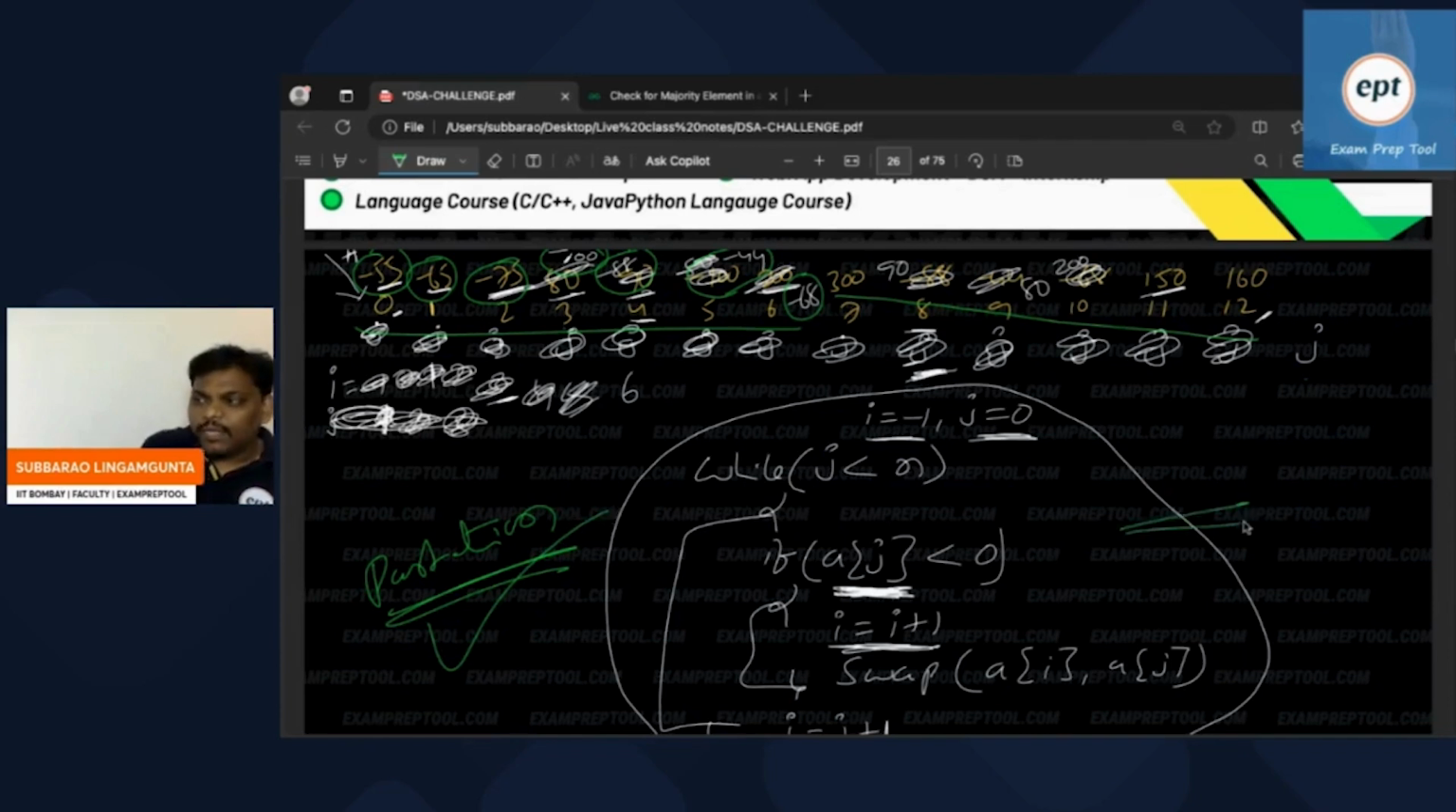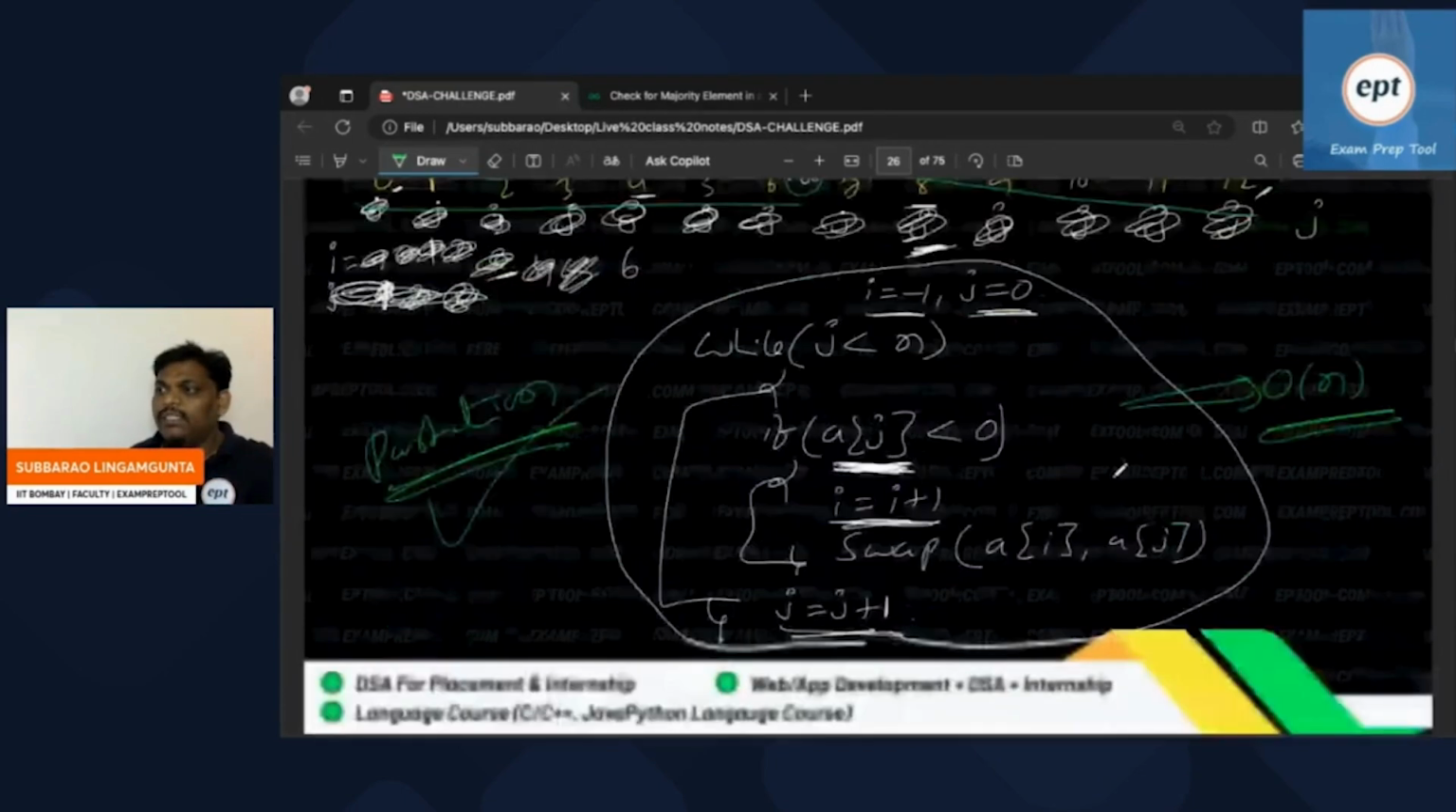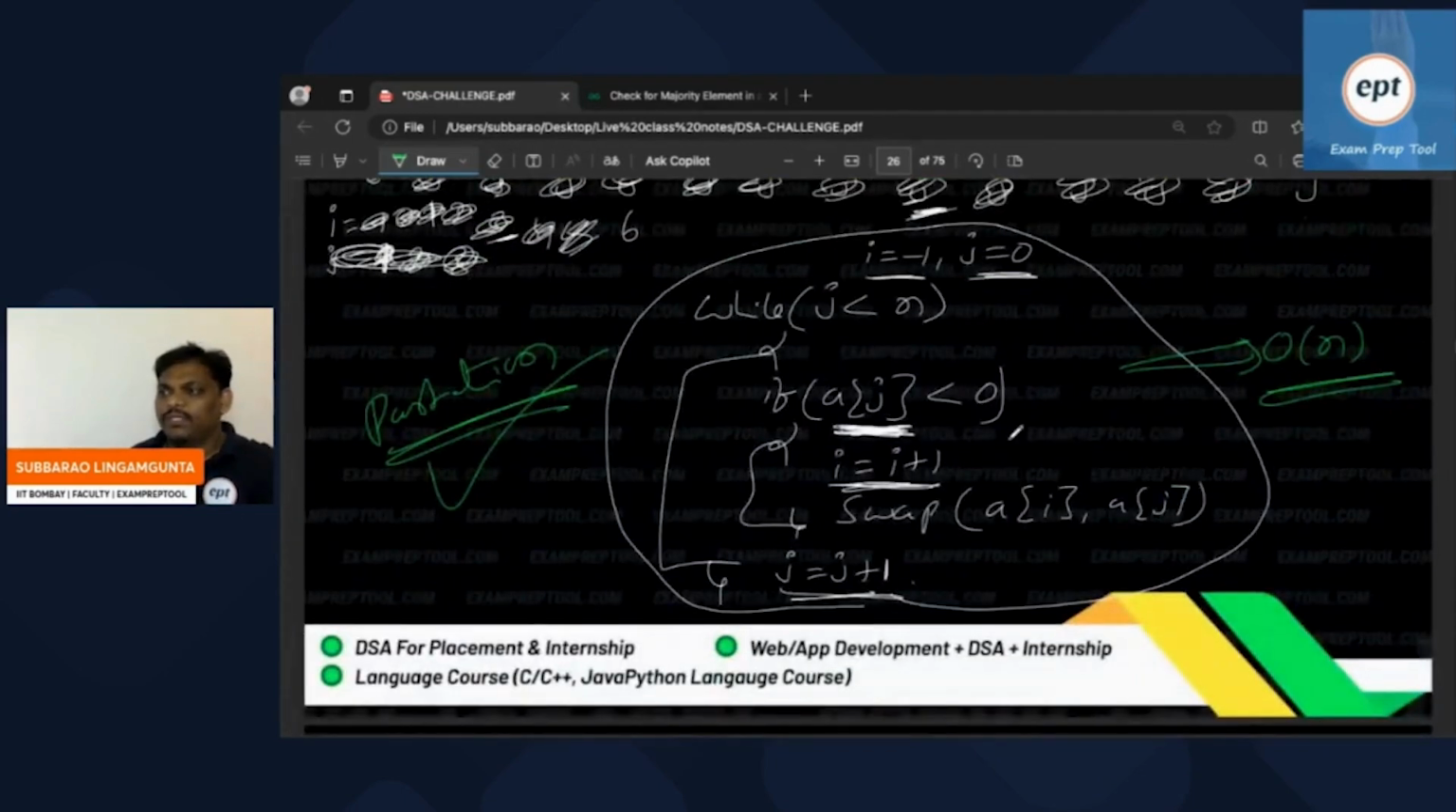The time complexity is one for loop or one while loop, order of n time. By taking one scan, I made all positives one side, all negatives one side. This is the code for the partition algorithm. This code is called the partition algorithm. Very simple. I is meant for negative people. J is meant for positive people.